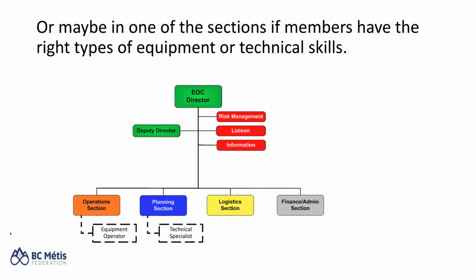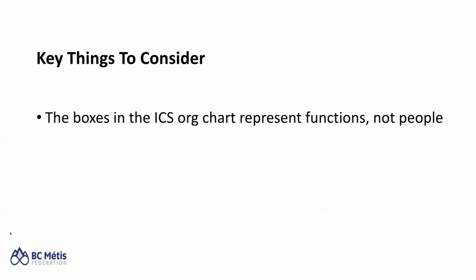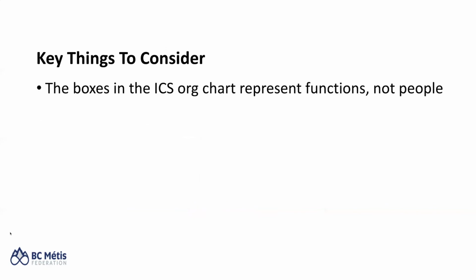But maybe some of the members have got heavy equipment, or maybe they have certain technical skills. So there could be roles for BCMF members fitting in at the operations section somewhere, or maybe in the planning section somewhere. A few key things to consider about the incident command system. The boxes in the ICS org chart represent functions, not people. By that, we mean you don't have to have an individual in each box. One person can assume the functions and responsibilities of two or more boxes if it makes sense.